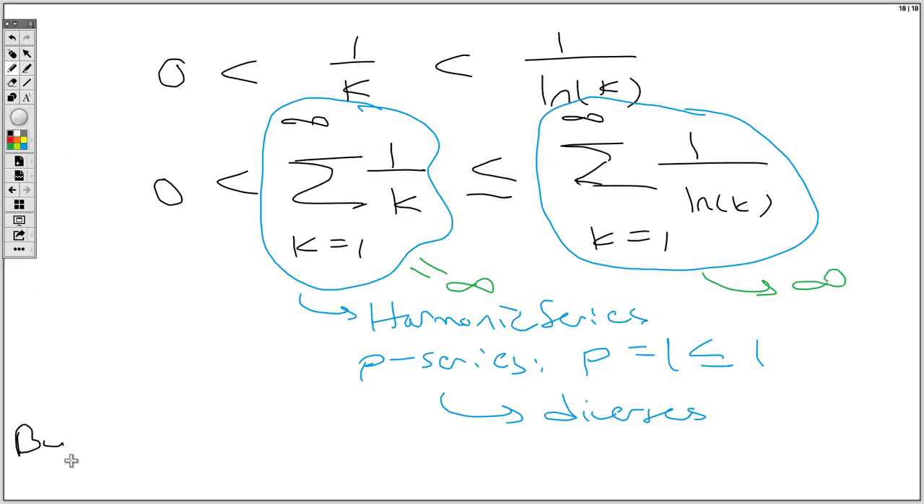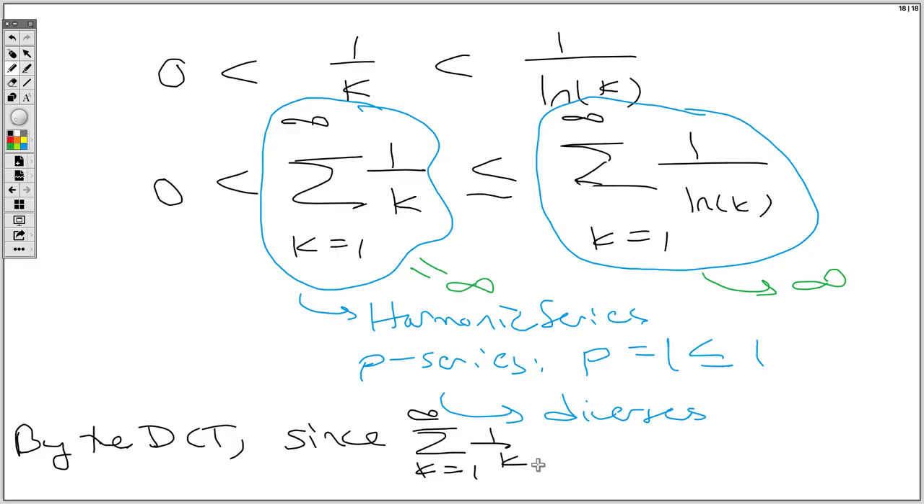So by the DCT, since the series k goes from 1 to infinity of 1 over k diverges, so does the sum k goes from 1 to infinity of 1 over the natural log of k. We know the smaller series blows up to infinity, and therefore we can conclude the bigger one has to go to infinity as well.